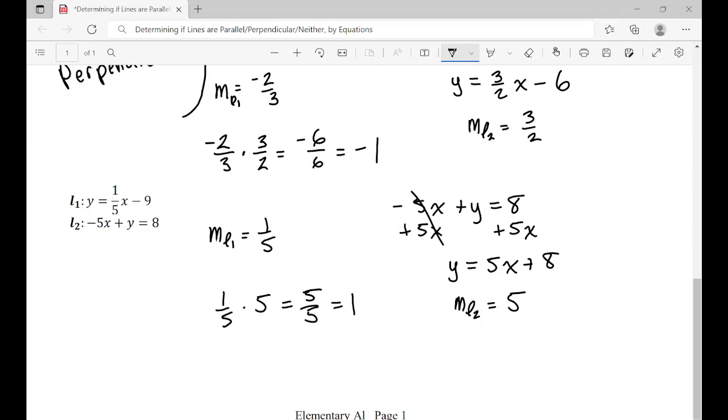But I need it to be a -1 for it to be perpendicular. So since it's not the same, and multiplying does not give me a -1, then I could say that these two lines are neither parallel nor perpendicular.